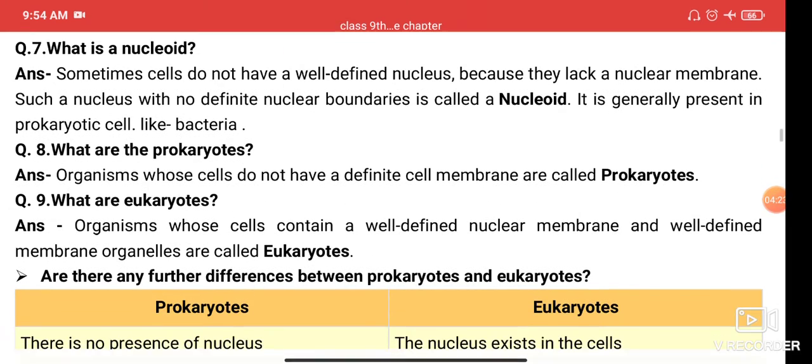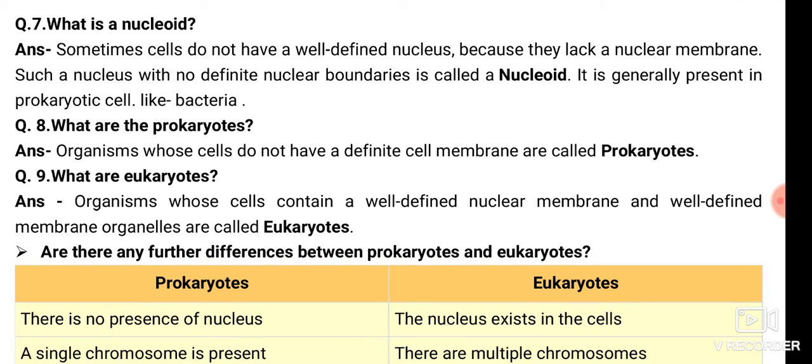Now the next question is, what is a nucleoid? Sometimes the cell does not have a well-defined nucleus because it lacks a nuclear membrane, that means no nuclear membrane outside it. Such a nucleus which has no definite boundaries is called a nucleoid, and it is generally present in prokaryotic cells like bacteria, eubacteria and archaeobacteria. What are prokaryotes?